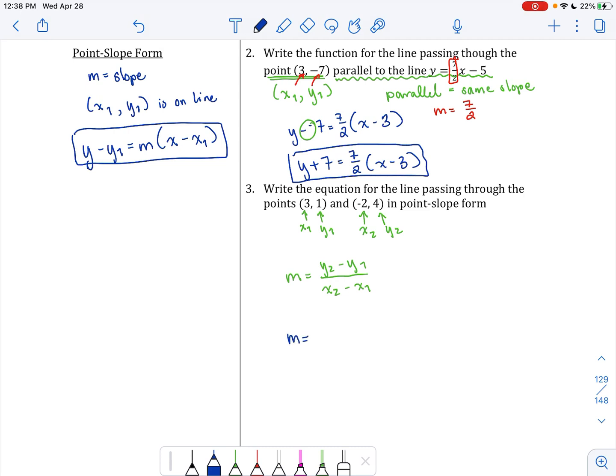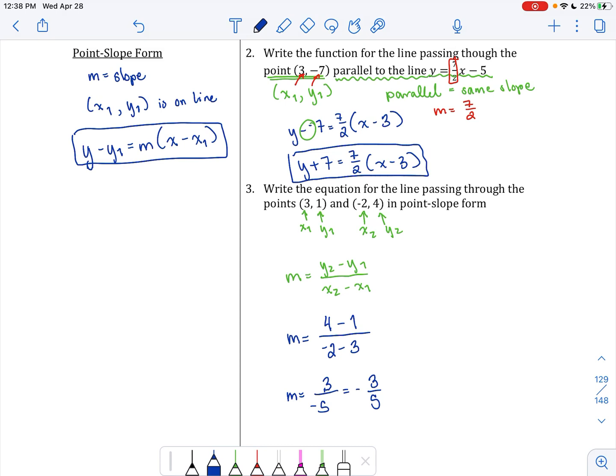So the first thing I want to do is find the slope, just like we did earlier in the week. So y2 is 4 minus y1, which is 1. Negative 2 minus 3 for our denominator. So this tells us our slope is, again, 3 over negative 5, which we would normally write as negative 3/5.